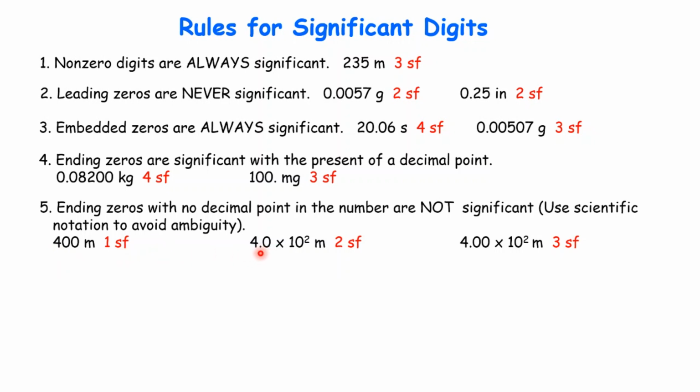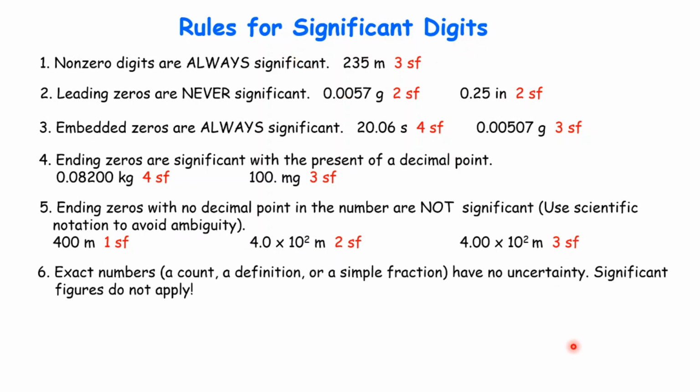4.0, that's 2 sig figs. 4.00, because of the decimal point, that's 3 sig figs, even though they are all mathematically 400 meters, but the way it's presented here, they can have different significant digits or figures.